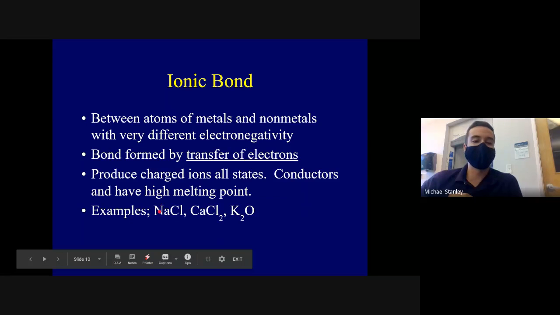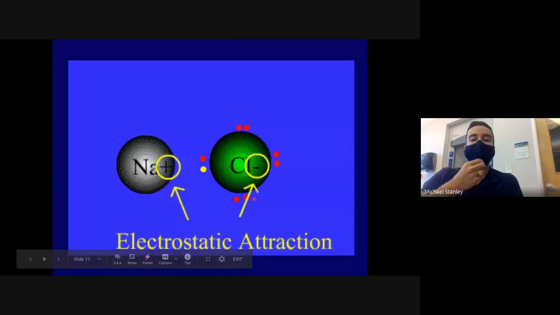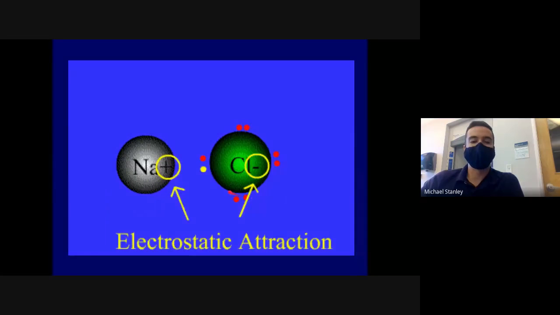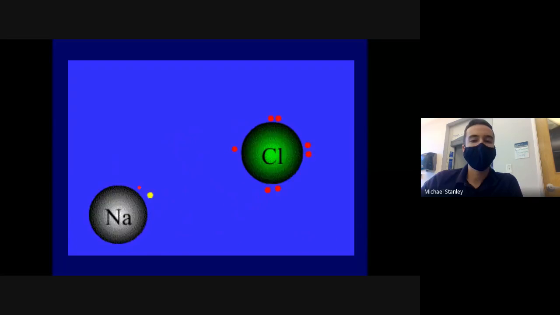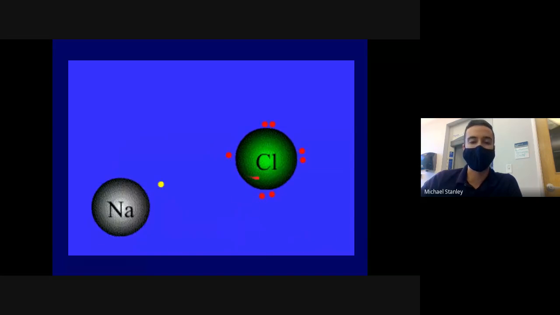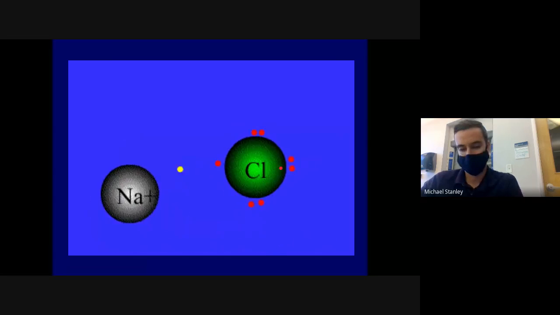So like sodium is a metal and chlorine is a nonmetal. Calcium is a metal, chlorine is a nonmetal. Potassium is a metal and oxygen is a nonmetal. So the way that ionic bonds work, and I'm sorry I don't really have any way of pausing this little animation. But on one side we have sodium, which is Na. And on the other side, we have chlorine, which is Cl.